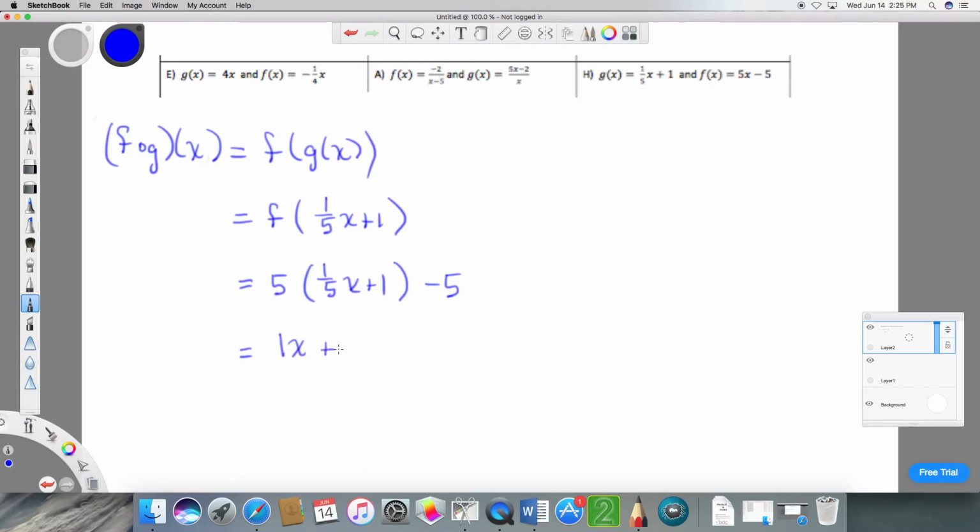When I multiply the second term, 1 is the multiplicative identity. When you multiply by 1, you get the identical thing back. So 5 times 1 is 5. And these are additive inverses. They add up to 0, and we get x. So it's very likely that these two functions are inverses of each other. The definition requires that we find the other composition.